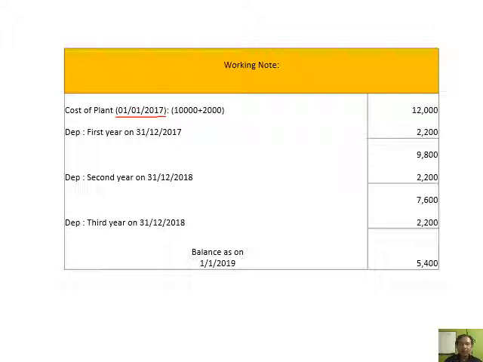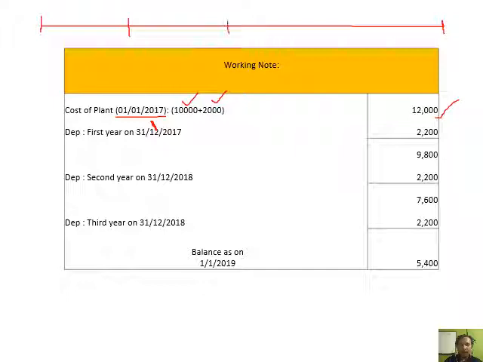So it is 10,000 rupees the value of the machine and 2,000 installation. So cost of plant is 12,000. On 1st January 2017 the machine was purchased. The life of the machine is given as 5 years, so as per the question we have a 5 year time period for the machine.